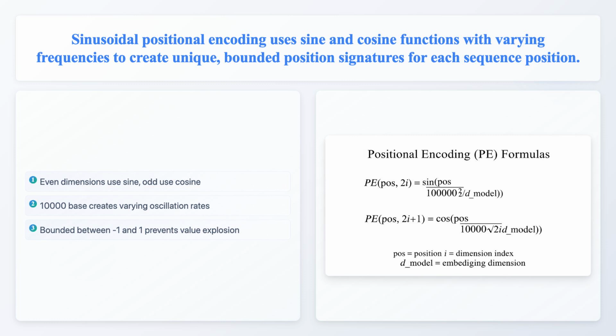For data scientists, this formula has practical implications. The model can theoretically handle sequences longer than those seen during training because the mathematical pattern continues. However, very long sequences may still challenge the model because the attention computation grows quadratically with sequence length. Understanding this formula helps you debug position-related issues and optimize sequence lengths for your specific applications.